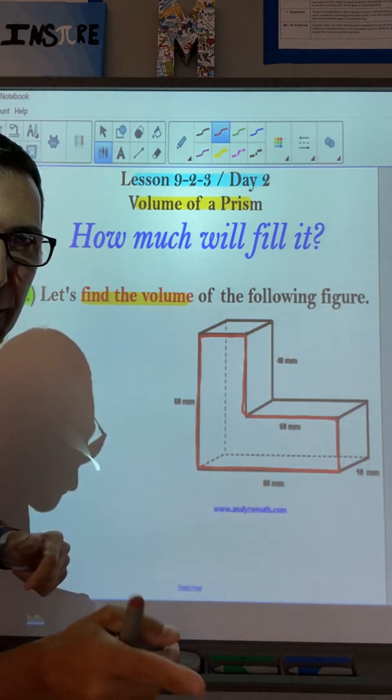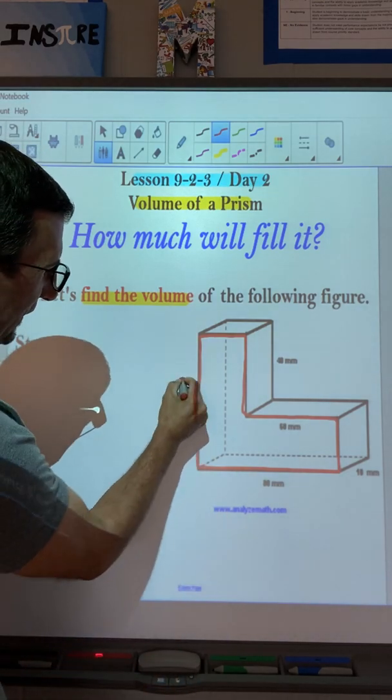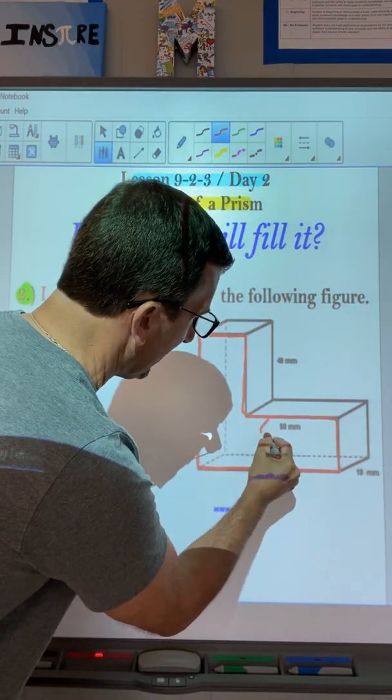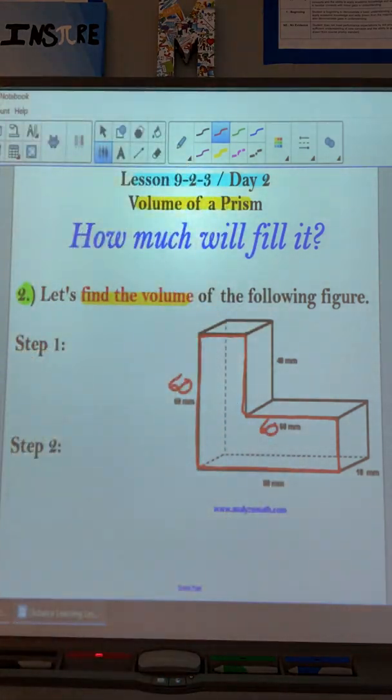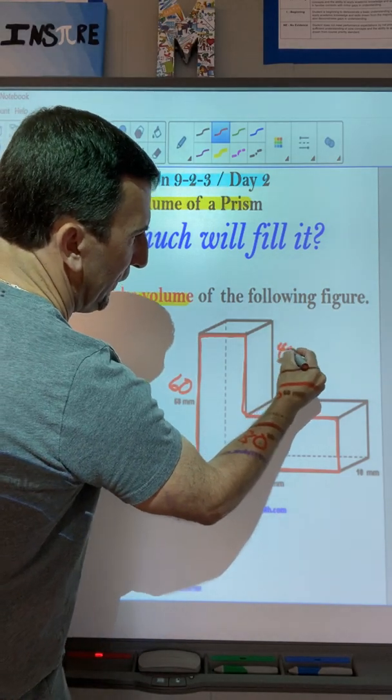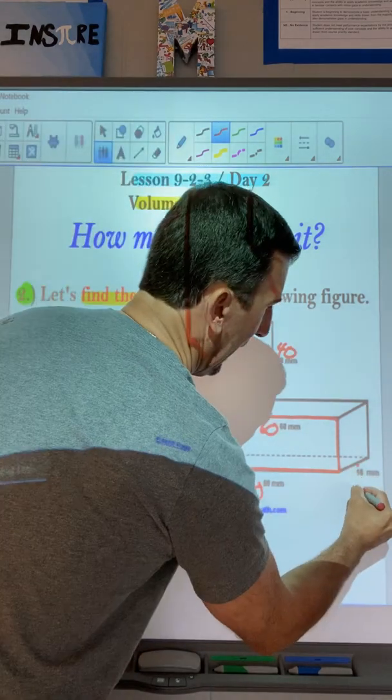So if it's a little blurry for you, if it's hard to see, this is 60. This is 60. This is 80. This is 40. And that's 10.